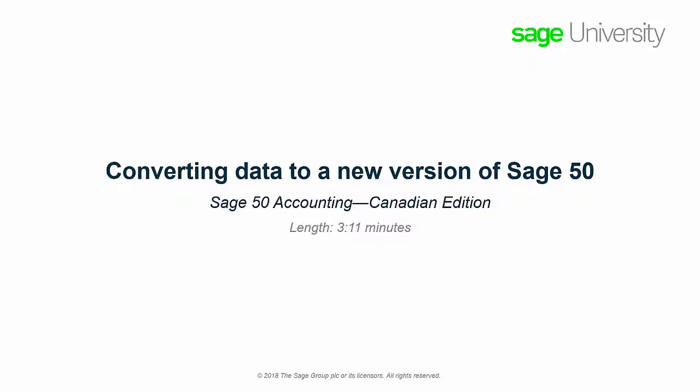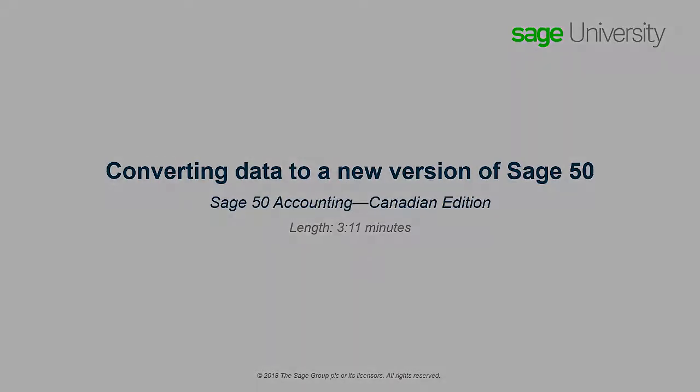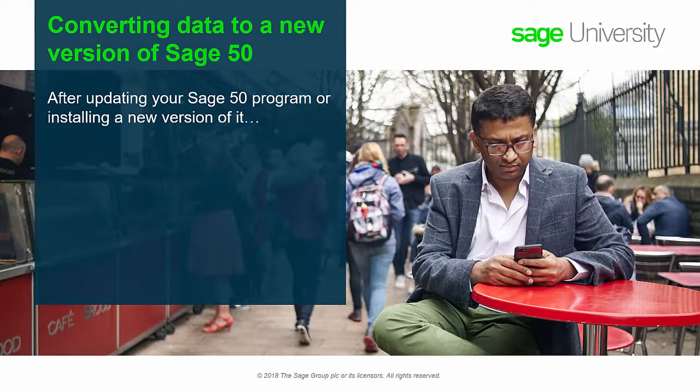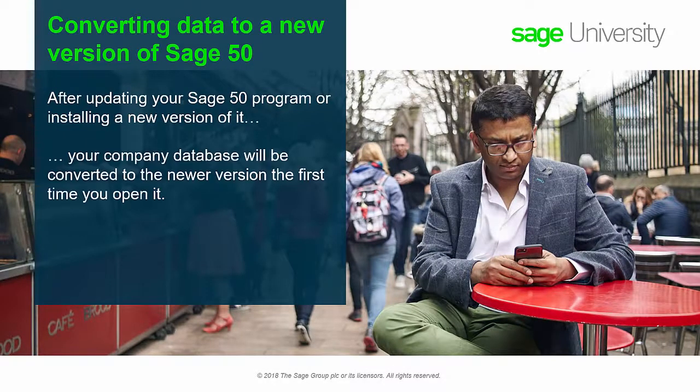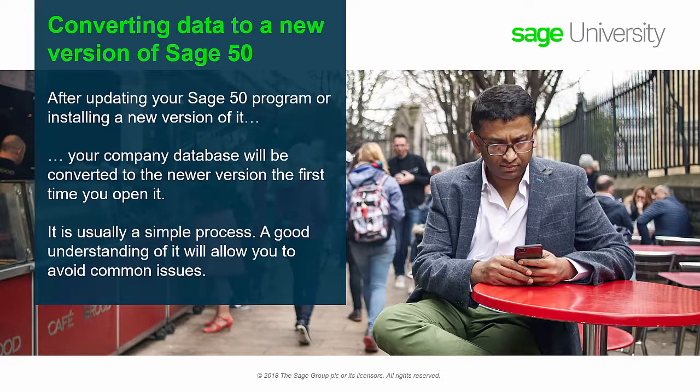Over the next few minutes, we will show you the steps needed to convert a Sage 50 data file to a newer version of Sage 50. After updating your Sage 50 program or installing a new version of it, your company database will be converted to the newer version the first time you open it. It is usually a simple process. A good understanding of it will allow you to avoid common issues.